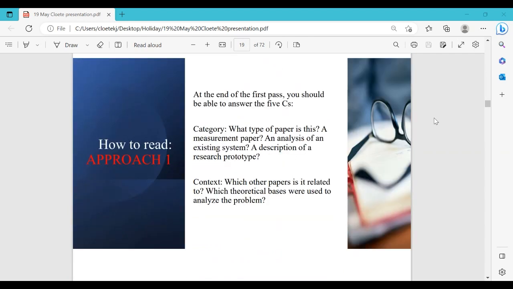So at the end of this first reading phase, you should be able to answer some questions. What type of paper is this? Is it a review? Is it a research paper? Is it a systematic review?